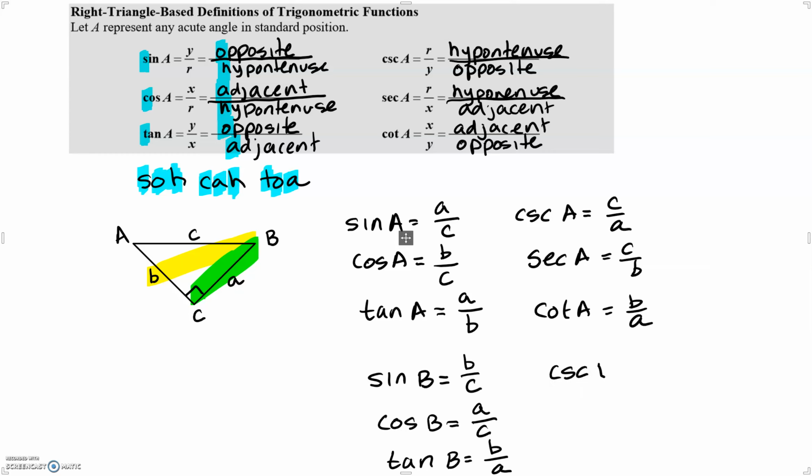Cosecant of B is going to be the flip. Secant of B is going to be the flip of cosine, so it's C over A. And cotangent of B is A over B, the flip of tangent.